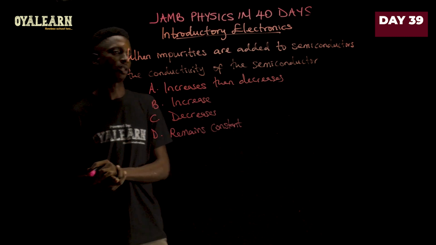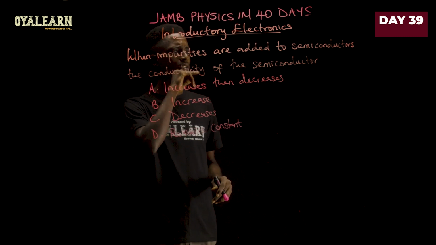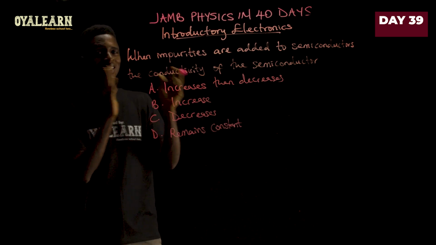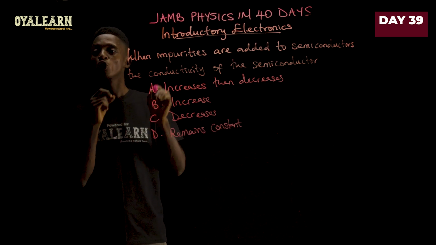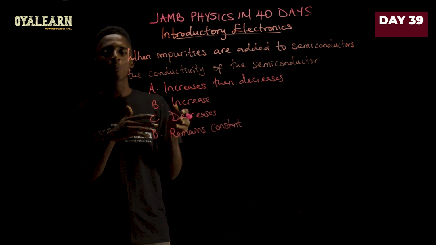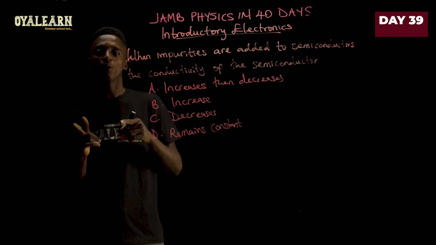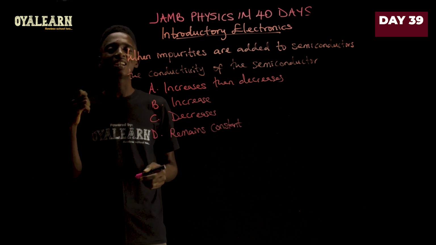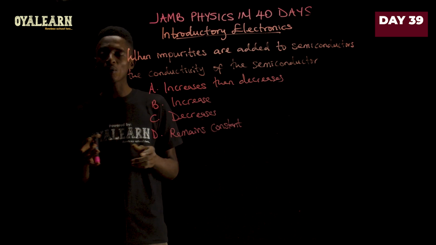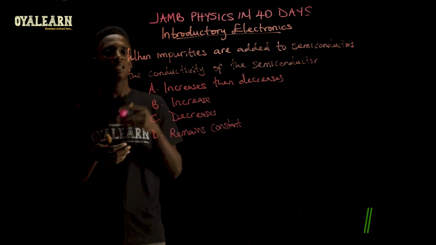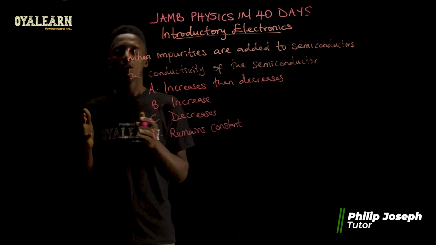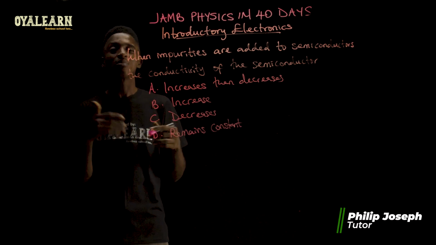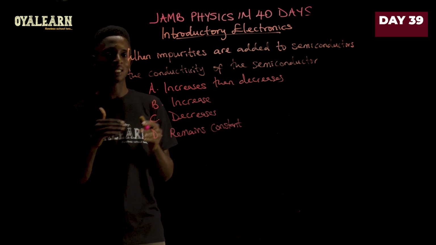Now, to attend to this question, this says when impurities are added to semiconductors, the conductivity of the semiconductor. Now, the process of adding impurities, I've already mentioned that, and it is called doping, right? And the purpose of doping is to make a pure semiconductor become extrinsic. What we are doing that for is to actually increase its conductivity, because a pure semiconductor is more or less like an insulator. It does not allow current to flow, though it is defined as being intermediate between a conductor and an insulator, but it's more like an insulator when it is in its pure state.